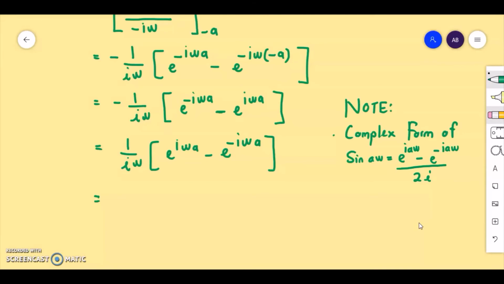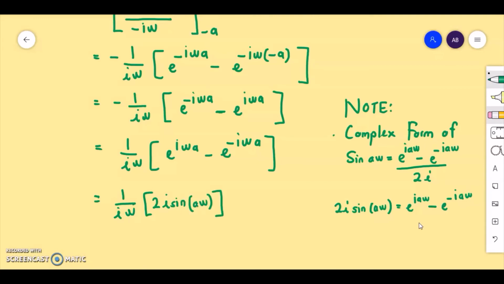Okay, so we want to change this, but we need to have 2i sine a omega equals e to the i a omega minus e to the negative i a omega. See, a omega or omega a, there shouldn't be any difference. Okay, so we have 2i sine a omega. So it looks like we have come to the conclusion for the Fourier transform.